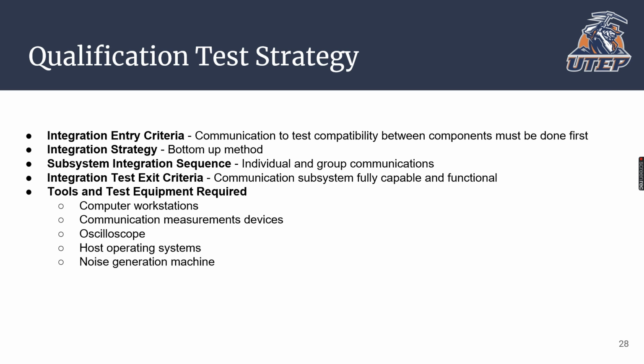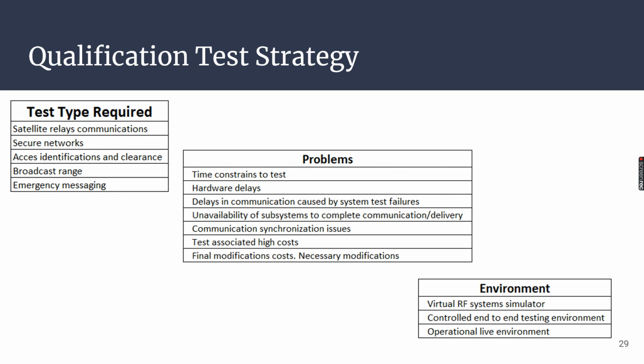The tools and equipment required are computer workstations, communication measurement devices, oscilloscope, host operating systems, and noise generation machine. The test types identified are satellite relay communications, the secure networks, which includes encryption, security keys, etc., access identifications and clearance, broadcast range, which means having a clarity of the messaging, and emergency messaging tests.